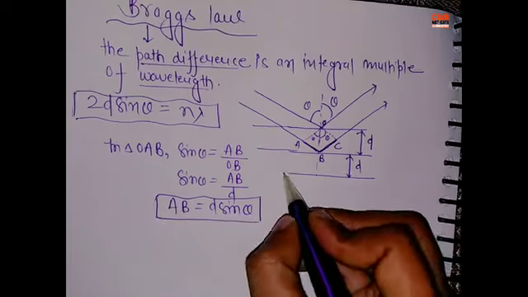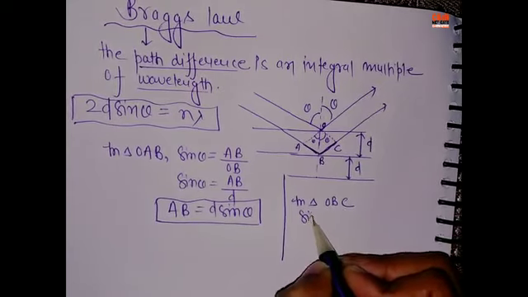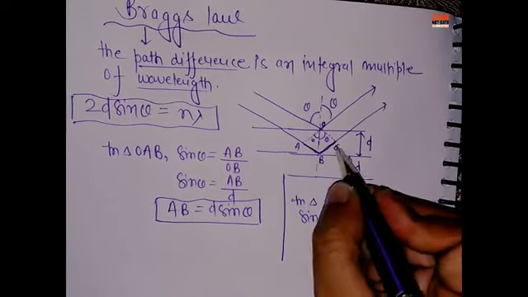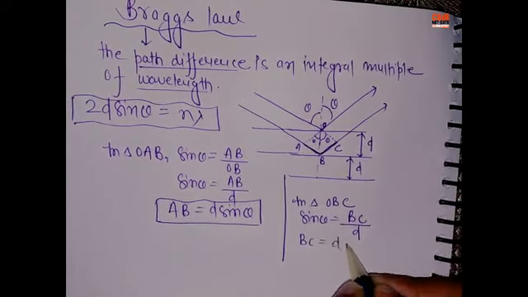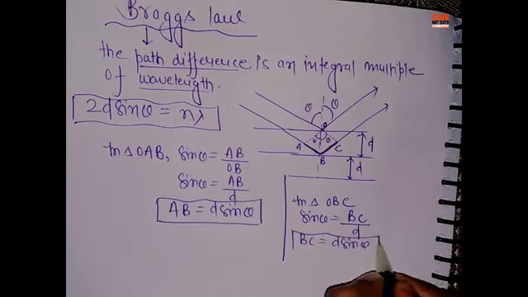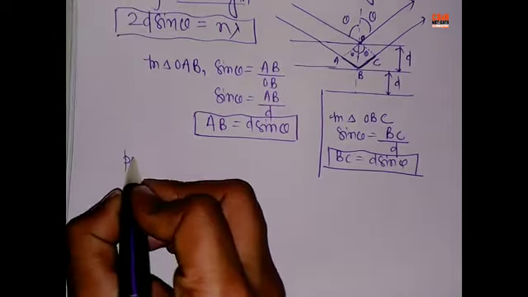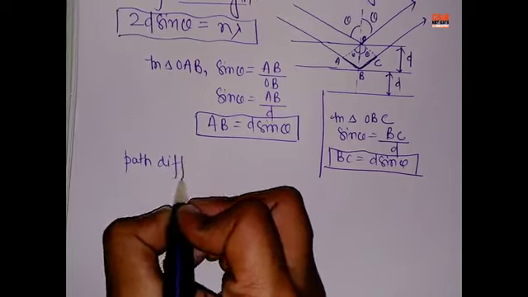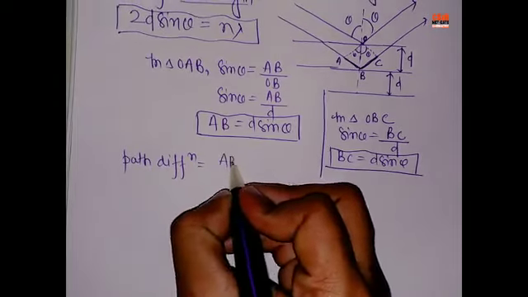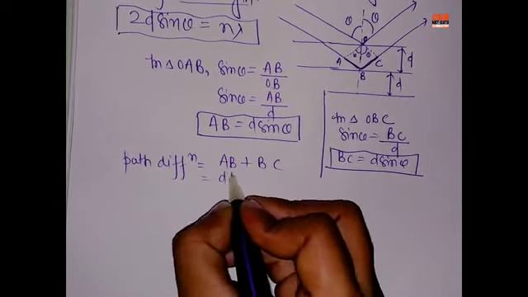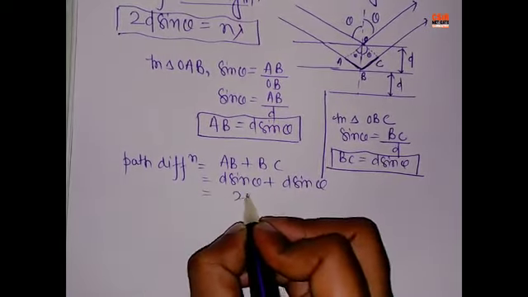Now similarly, in triangle OBC, I can write sine theta equals BC upon OB, which is d. So BC equals d sine theta. Are you getting my point? So what is the path difference? Path difference equals AB plus BC. So it becomes d sine theta plus d sine theta, which equals 2d sine theta.